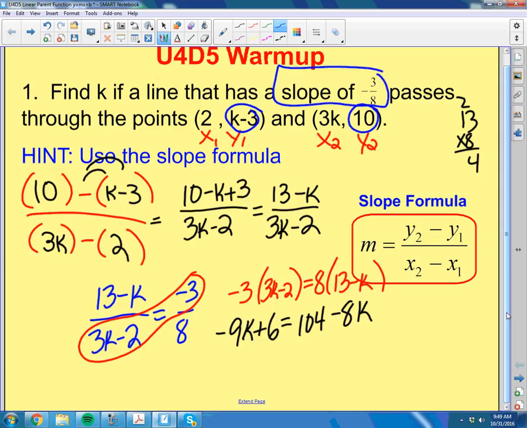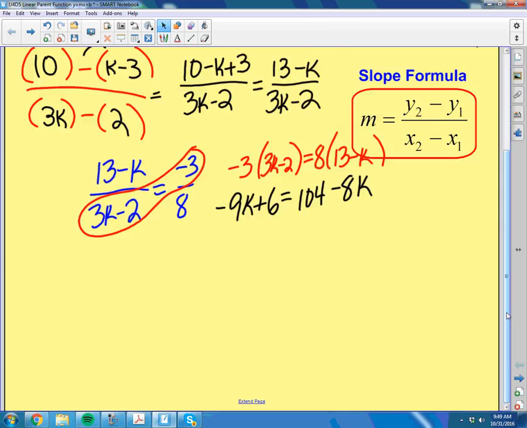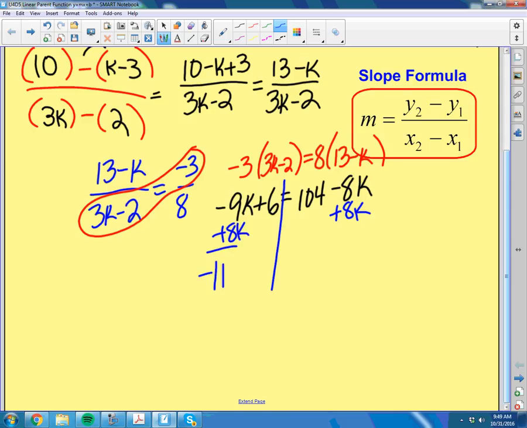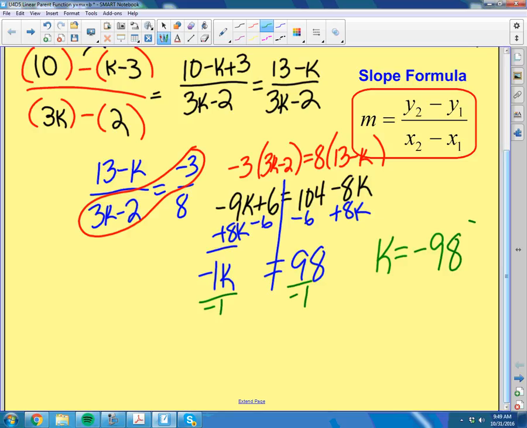So what's my goal now, guys? What's my goal in any equation when I have variables all over the place? Get the variables on one side and numbers to the other. So I'm going to add 8K to both sides. That gives me negative 1K on this side. I'm going to subtract 6 from both sides. And it equals 98. When I divide both sides by negative 1, K equals negative 98.